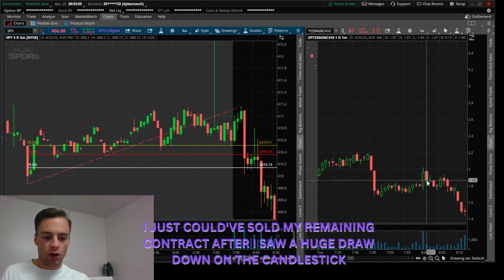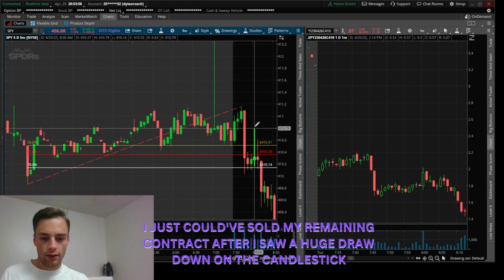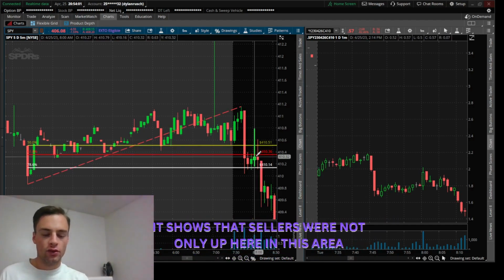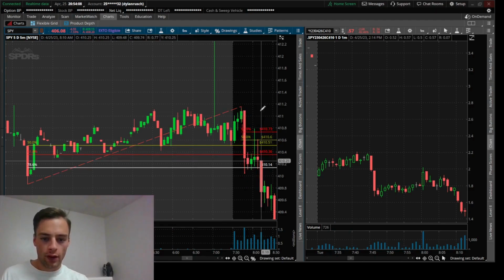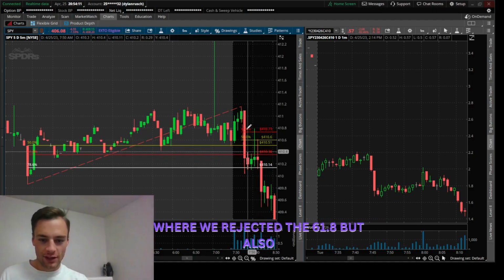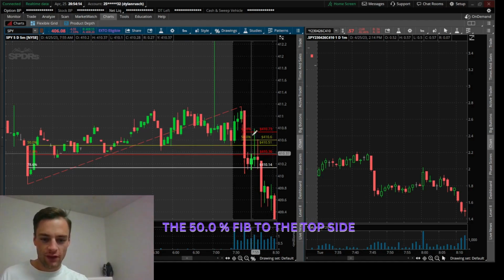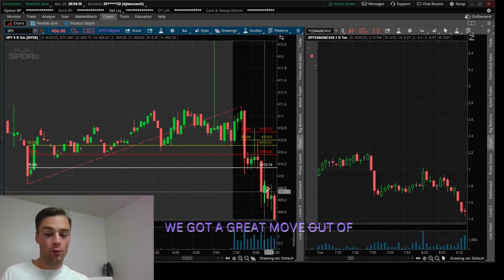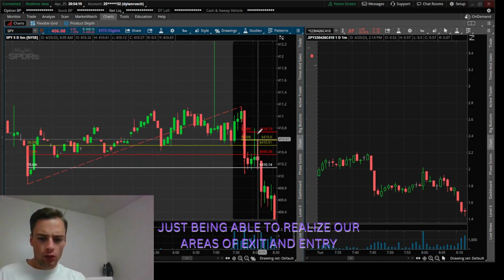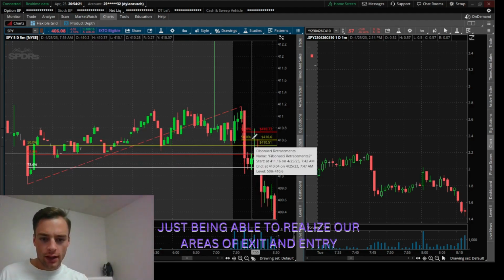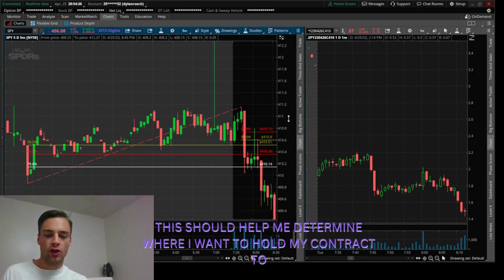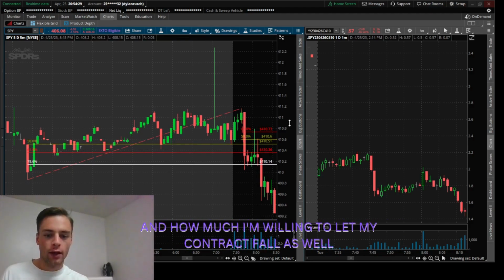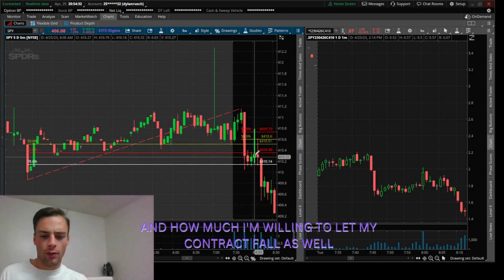I just could have sold my contract up here after I had seen this huge drop down on the candlestick, and it shows that sellers were not only up here in this area, which is a high point, to a low point where we were rejecting not only the 61.8 but also the 50% fib to the top side, where we got a great move out of. So just being able to recognize our areas of exit and entry for opposite trades as well will help me determine where I want to hold my contract to and how much I'm willing to let my contract fall as well.